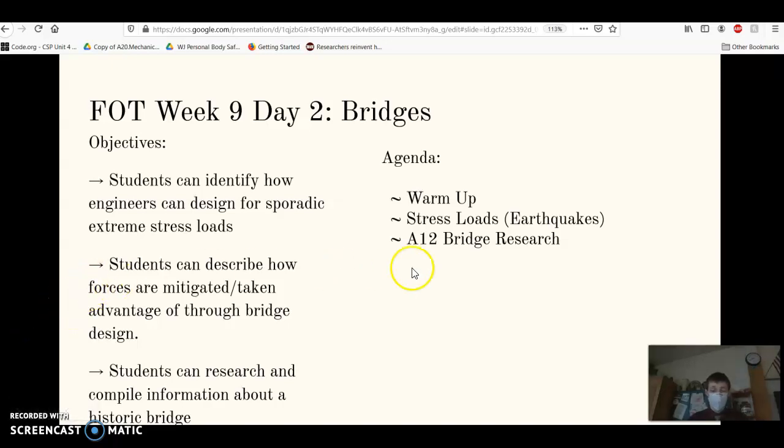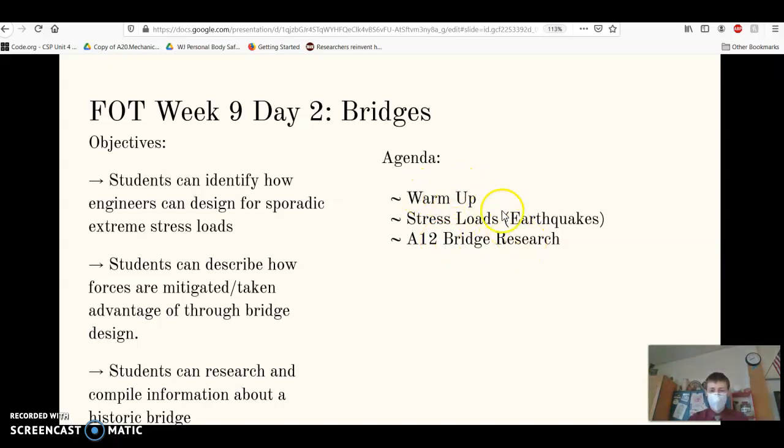So today is a very short lecture because I wanted to make sure you guys had some time to work on your assignment 12, the Bridge Research Project. Please don't forget, this is due Wednesday the 14th, and let's get started.